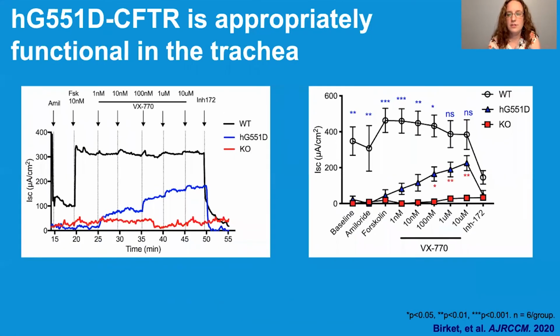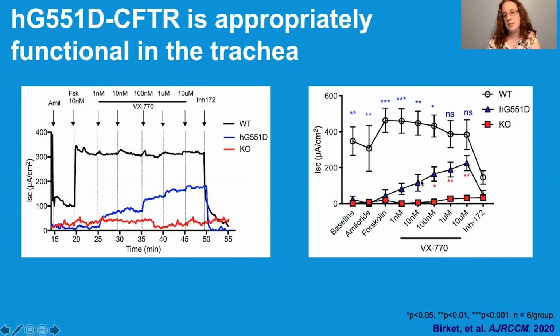In order to check the function, we excised trachea and measured short circuit current. The representative tracing in black indicates the wild type, and you can see the expected forskolin response that's counteracted with the INH172 response, indicating a high level of CFTR activity. Correspondingly, the G551D in the blue has a very low baseline activity comparable to the knockout in the red. And when we start adding VX770, we can see this current start to increase.